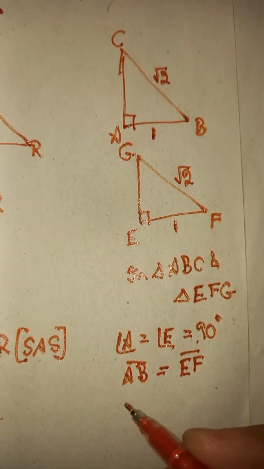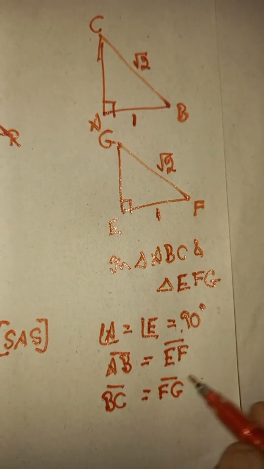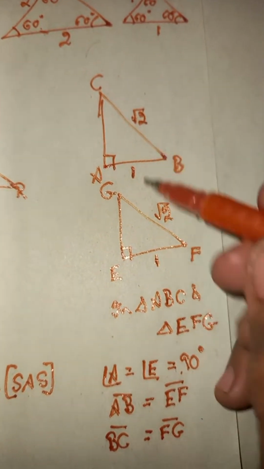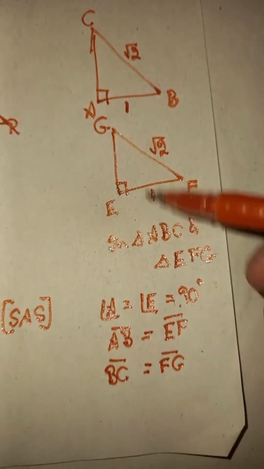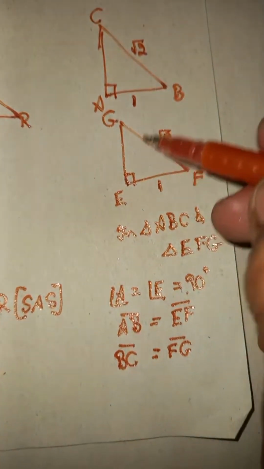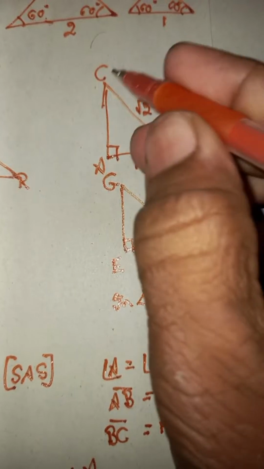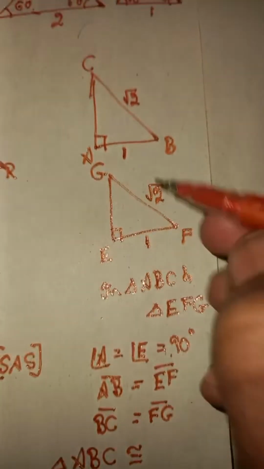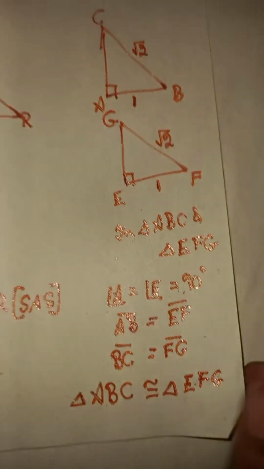That is BC equal to FG. When all of these are equal, that is both are right angles, one hypotenuse is equal and one side is equal, then they both have the same shape and size. They are congruent. That is triangle ABC is congruent to triangle EFG. This is one type of congruency.